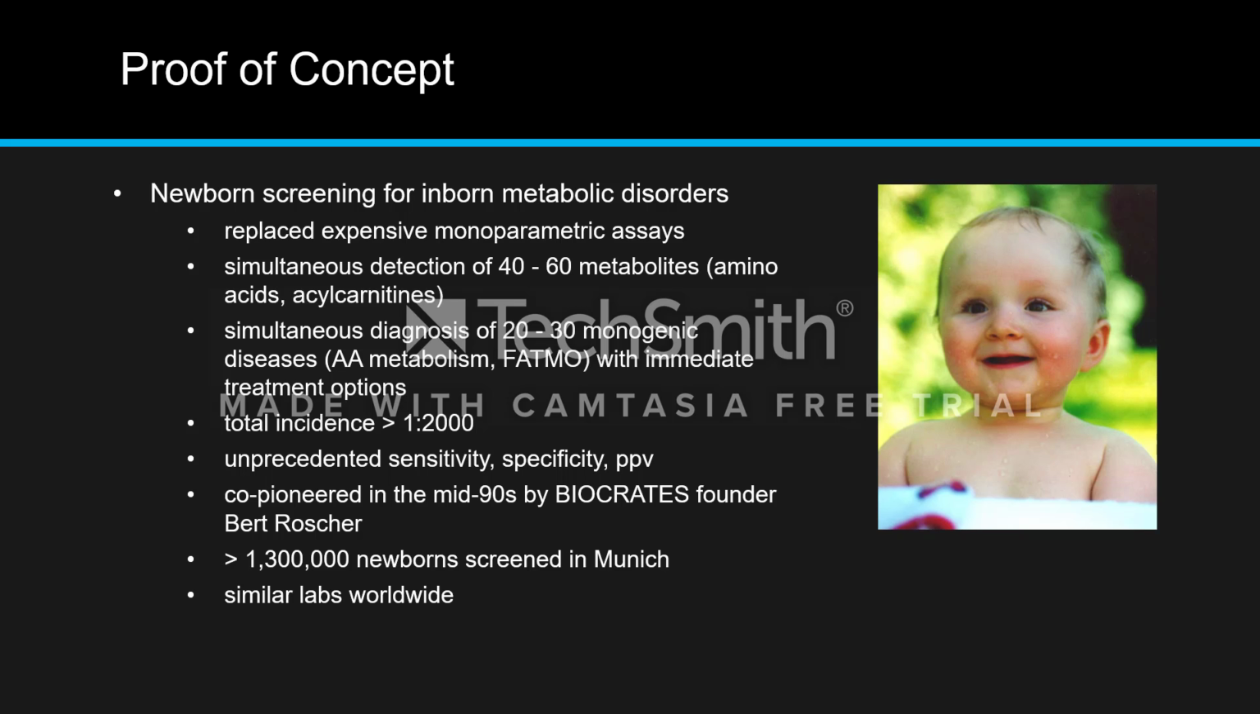So here is an experiment. They were taking newborns and screening them for metabolic disorders. What they were doing is replacing expensive monoparametric assays. This allowed for simultaneous detection of 40 to 60 different metabolites, so different amino acids and lipids and things like that. The diagnosis covered 20 to 30 monogenic diseases. In total, the incidence was 1 in 2,000. However, it became easy to find, and we were able to discover that we could do that. So 1.3 million newborns were screened, and similar labs worldwide continue to do this because we can find out their metabolism now. We can look at how they metabolize as a newborn infant in order to help them as they grow.